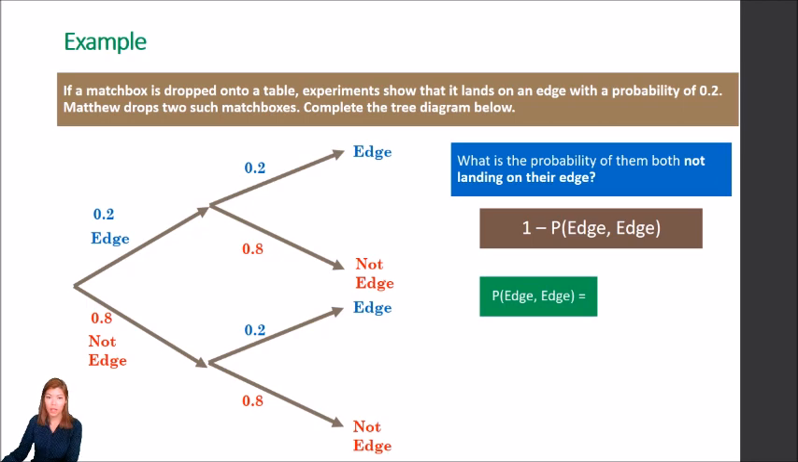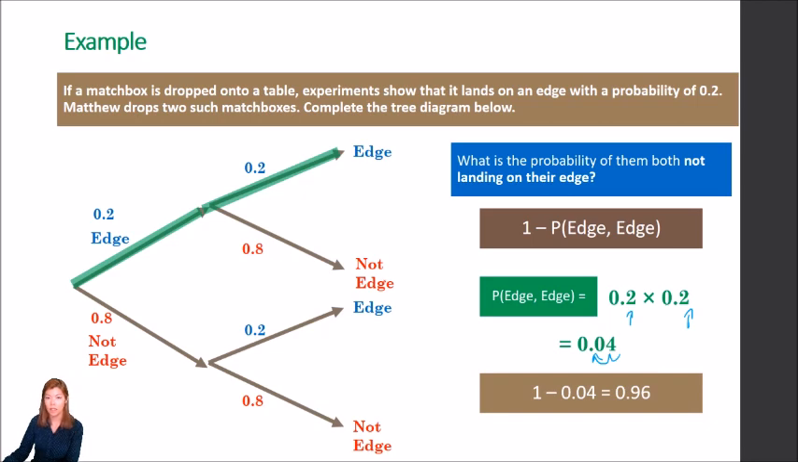So we know that edge and edge is 0.2 times 0.2 as we go down the tree diagram, which is 0.04. Be very careful with your decimal points. This is 1 decimal point, 2 decimal points. Therefore, your answer has 2 decimal points. So 1 minus that is equal to 0.96. And it makes sense because there's a lot more of these than that one option.